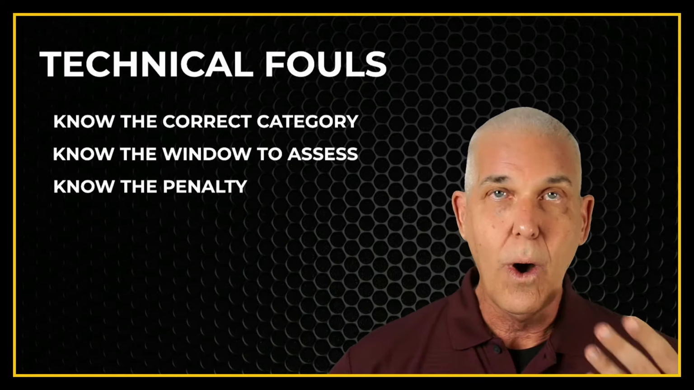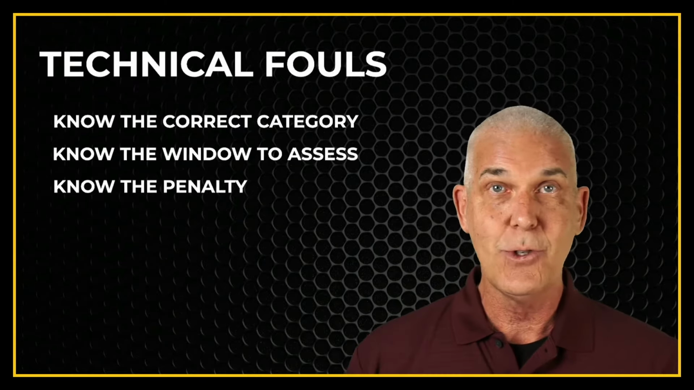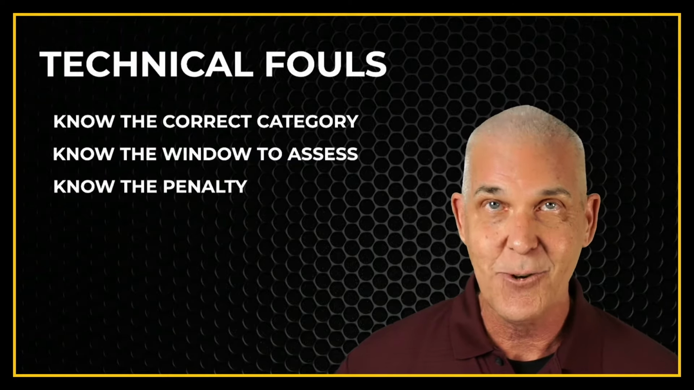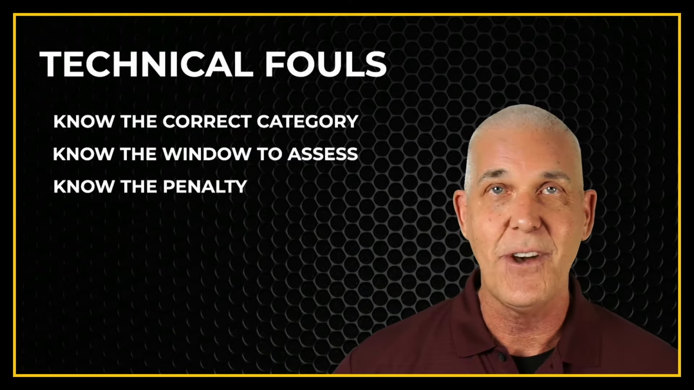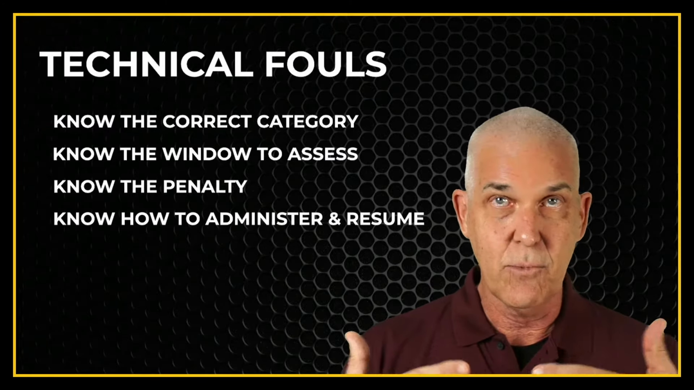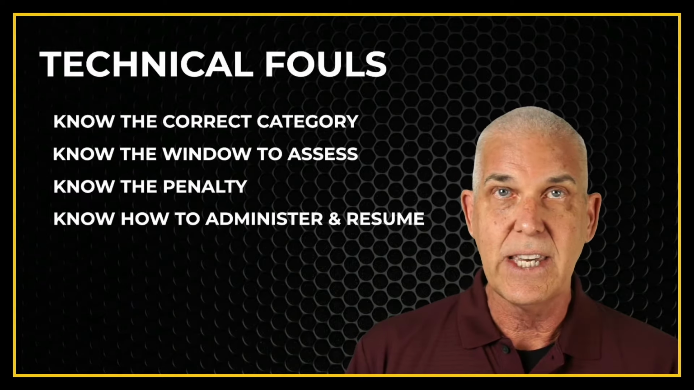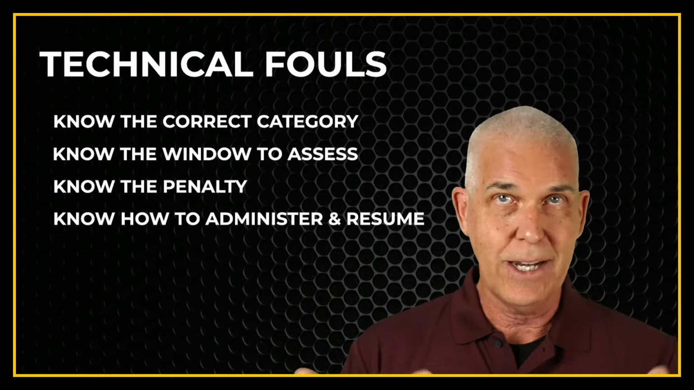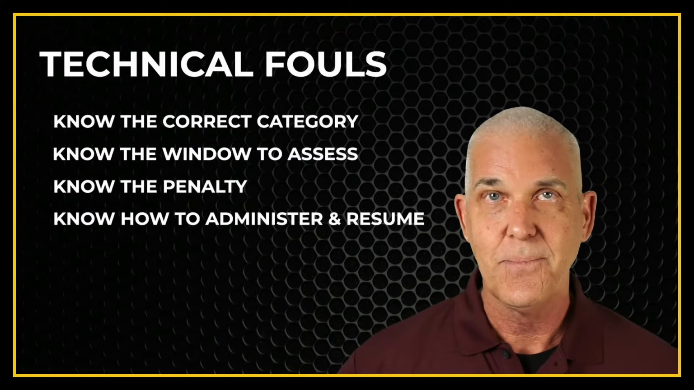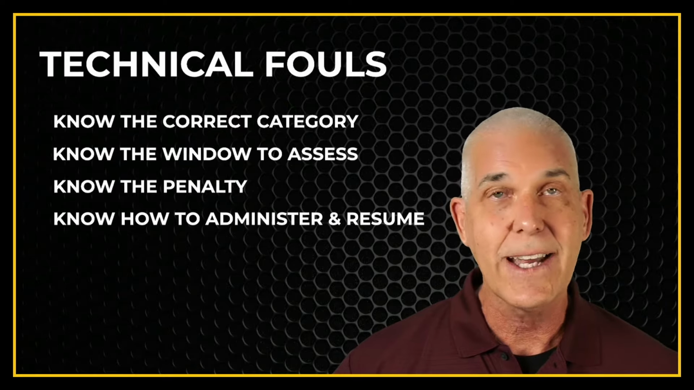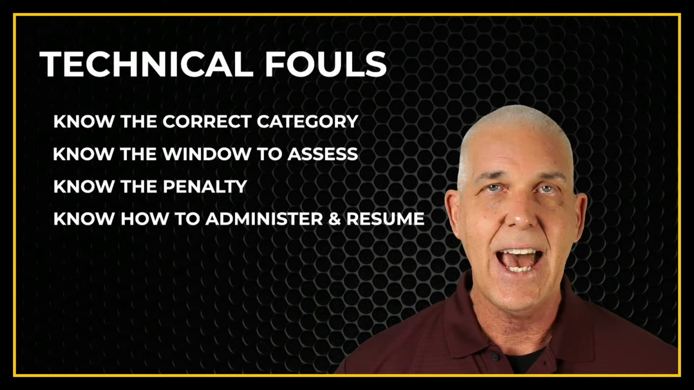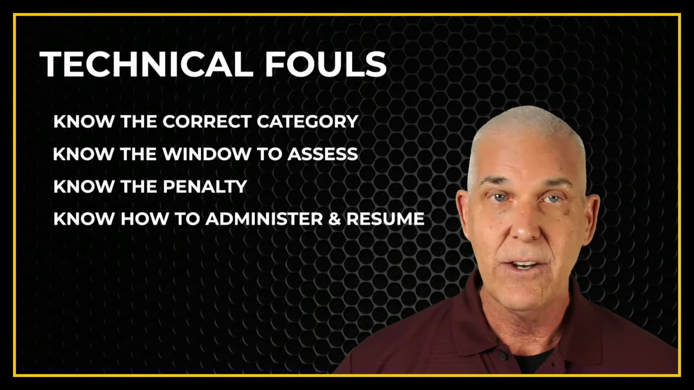We also need to know what the penalty is. Great news, in National Federation of High School Basketball rules, the penalties are very straightforward and similar for all technical fouls. And then we need to know how to administer the resulting free throws and penalties and resume the game. And again, great news there, as it is very straightforward and simple. So those are the things we need to know: the correct category, the window to assess, what the penalty is, and how to administer and resume.